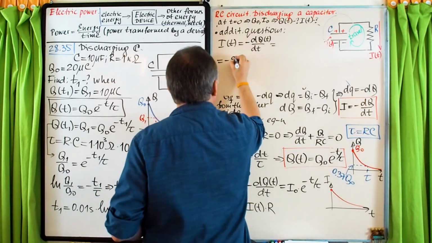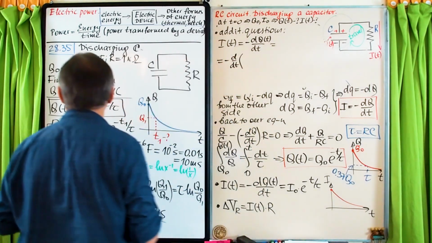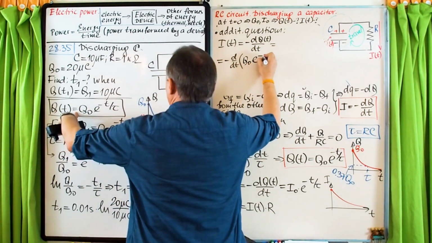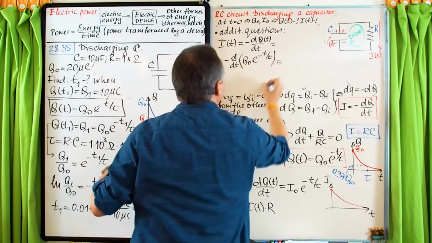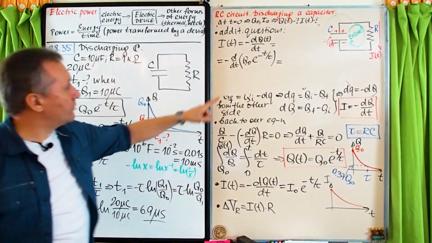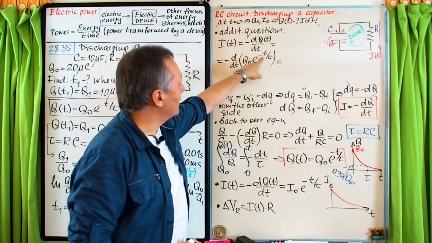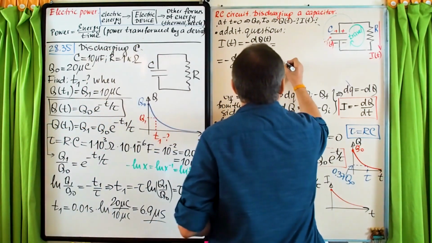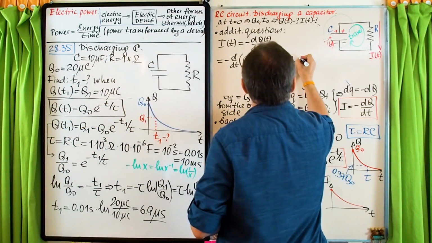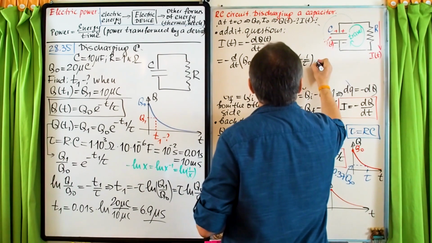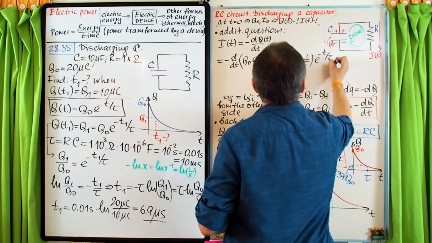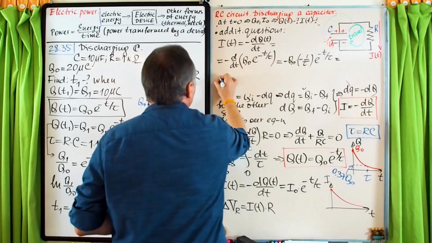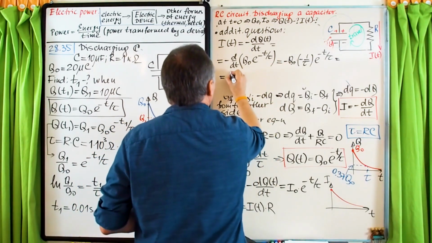So it will be minus d over dt, and our charge is q naught e to the power of minus t over tau. If you differentiate this function, q naught stays, and after differentiation minus 1 over tau will pop up. So it will be minus q naught, then times minus 1 over tau, and e to the power of minus t over tau. Minus minus gives us plus, and then q naught.